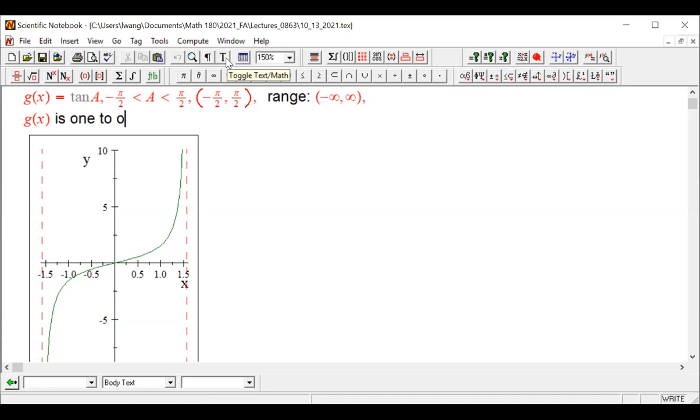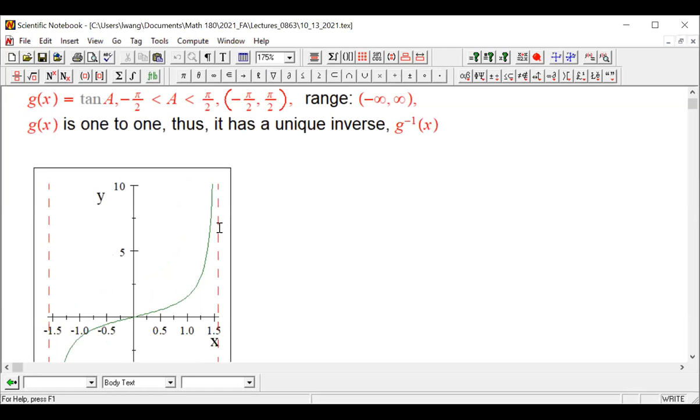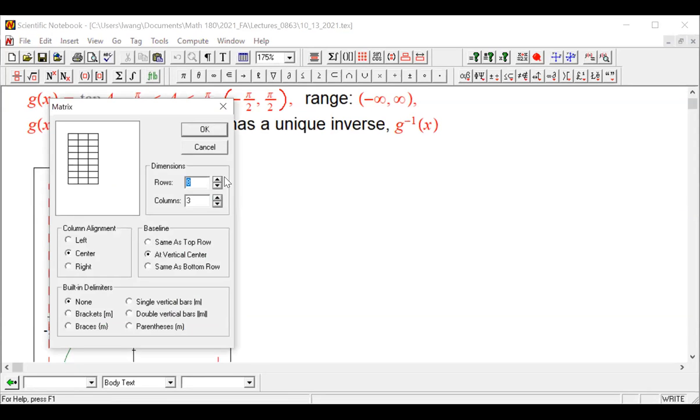G is 1 to 1. Thus, it has a unique inverse. And we're going to call that inverse G inverse. Okay, so before we get to the details, just looking ahead, this function G is 1 to 1. All right, so let me do this.